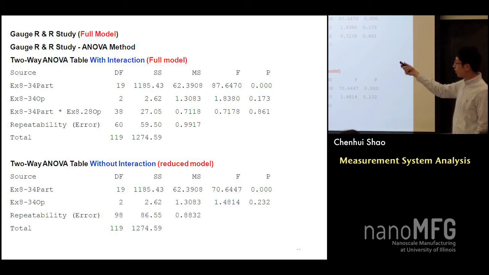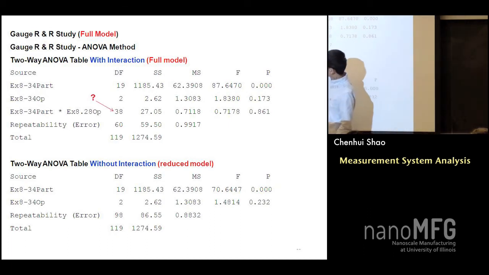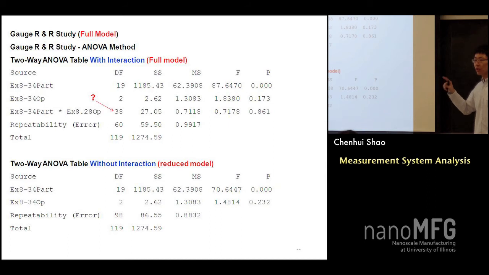Similarly, we can do the calculation for all of them, and we calculate sum of squares, mean squares, F value and P value. There was all the calculation here. So, how do we calculate this number? What is the degree of freedom of the interaction term of part and operator? It's 19 multiplied by 2. It's 20 minus 1 times 3 minus 1.